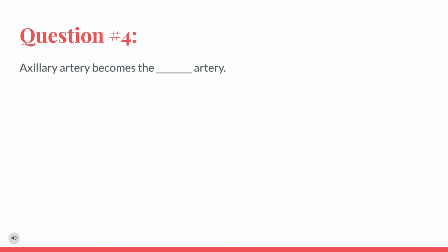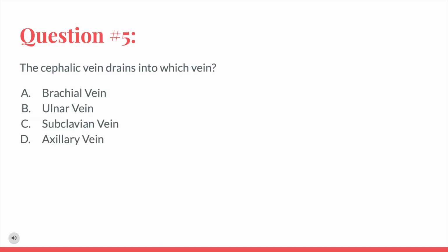Question 4, the axillary artery becomes the blank artery. The answer to question 4 is that the axillary artery becomes the brachial artery. This happens when the axillary artery arrives at the inferior border of the teres major muscle, and it becomes the brachial artery at that point. Question 5, the cephalic vein drains into which vein? The answer is D, axillary vein. This one's just pretty much straightforward anatomy and memorization.